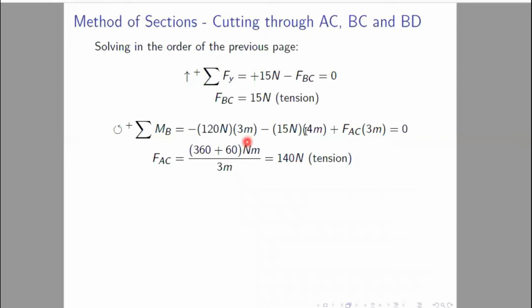You can see, 120 and 15 are negative because these two are acting clockwise in nature, whereas FAC is acting anti-clockwise. That's why FAC is positive and these two are negative. The summation will be 0. If we solve this, we get FAC equals 140 kilonewton, which is tensile in nature. So using the method of sections, we have already determined two unknown member forces, FBC, that is 15 kilonewton, and FAC, that is 140 kilonewton.